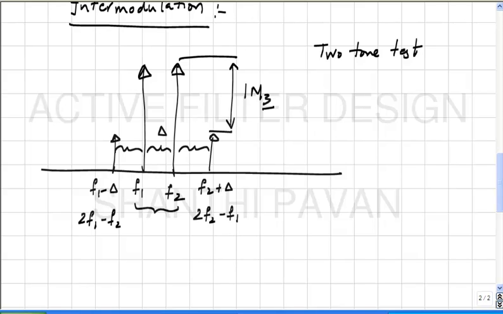Now, as you go on increasing the tones frequency, in other words, the average of F1 and F2 is going on increasing while keeping the separation between the two tones the same. What can you expect will happen to the intermodulation distortion? It will keep increasing, okay, and then it will increase all the way till the band edge. And then what happens?